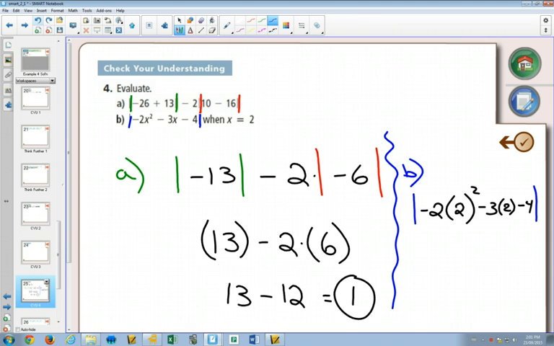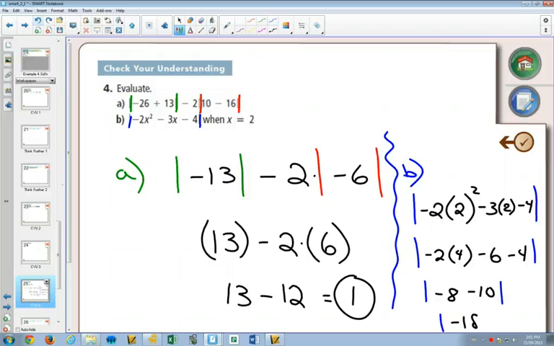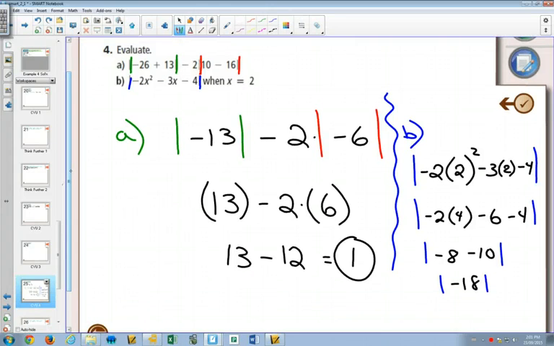Now we do our order of operations. Exponents first, you'd have negative 2. 2 squared is 4. Then you can multiply, minus 6 minus 4. Again, we can't take any of those negatives away until we've got a single number inside. So here, we're going to get negative 8 minus 10, which is negative 18. And now that we've got a single number inside of my absolute value, the absolute value of negative 18 is positive 18.